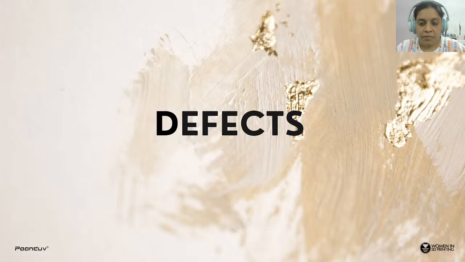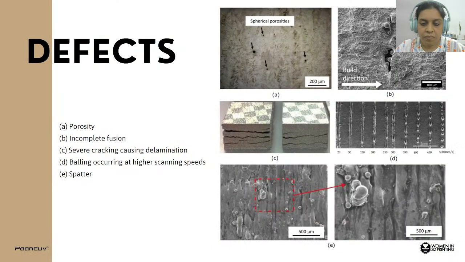Let's understand the defects now. These are some beautiful SEM images taken by experimentalists. The first image shows the porosity in the system, the second one shows the incomplete fusion between the layers, and the third one shows the cracking in the whole part. The fourth one shows the balling effect due to higher scanning speeds. The fifth and sixth ones show the spattering.